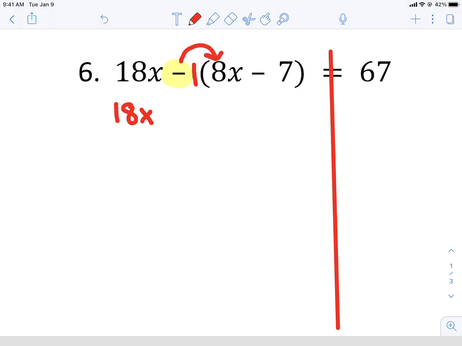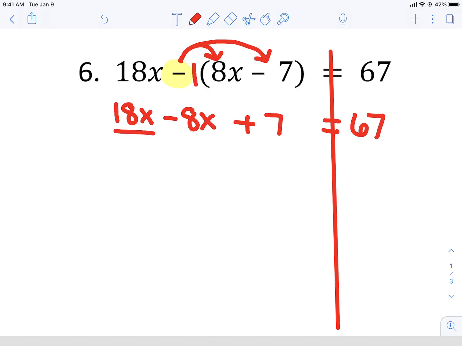So negative 1 times 8x is a negative 8x. Negative 1 times a negative 7 is a positive 7 because two negatives make a positive, but only in math class. So we get that. Again, we combine our like terms. 18x minus 8x is a 10x. We have plus 7 equals 67.